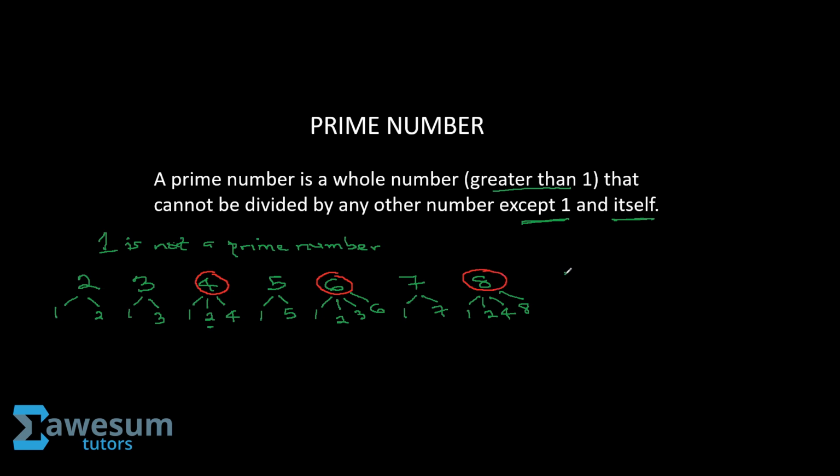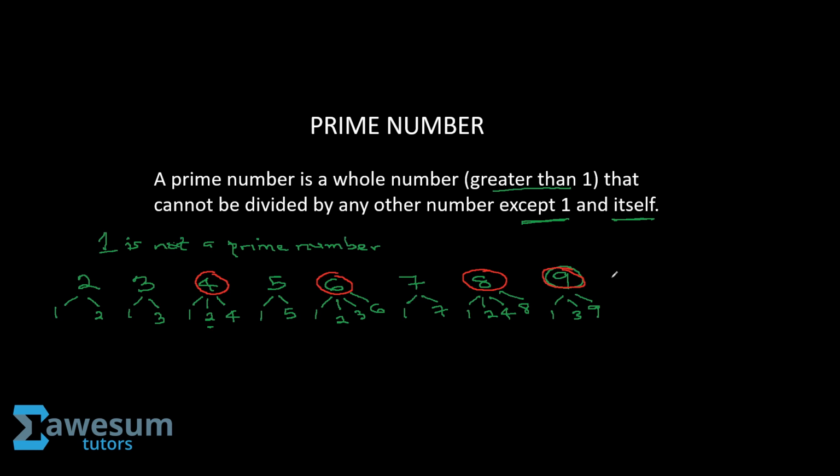What do you think of 9? 9 can be divided by 1, by 3, and by 9. Because of the fact that it can also be divided by 3 makes it not a prime number, because a prime number will only be divisible by 1 and by itself, right? So in that case, I will circle this red. Sorry about that, because it is not a prime number, right?